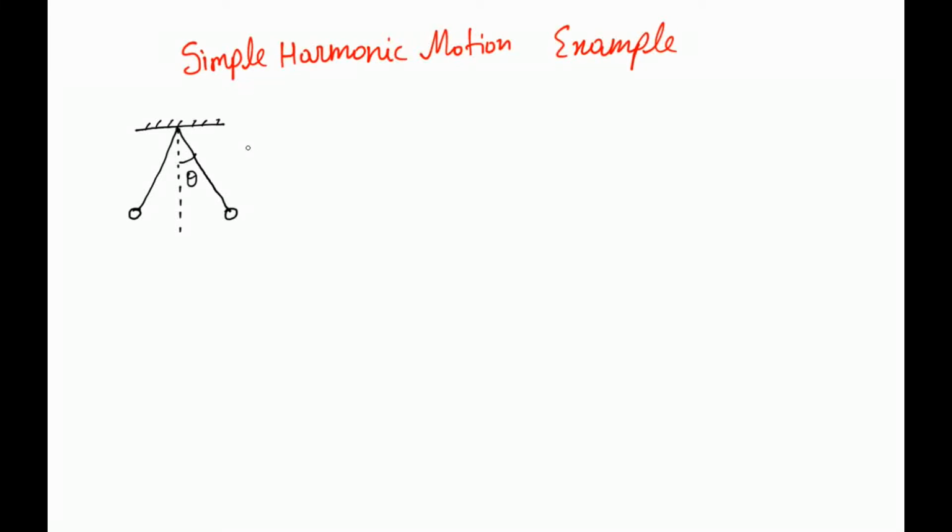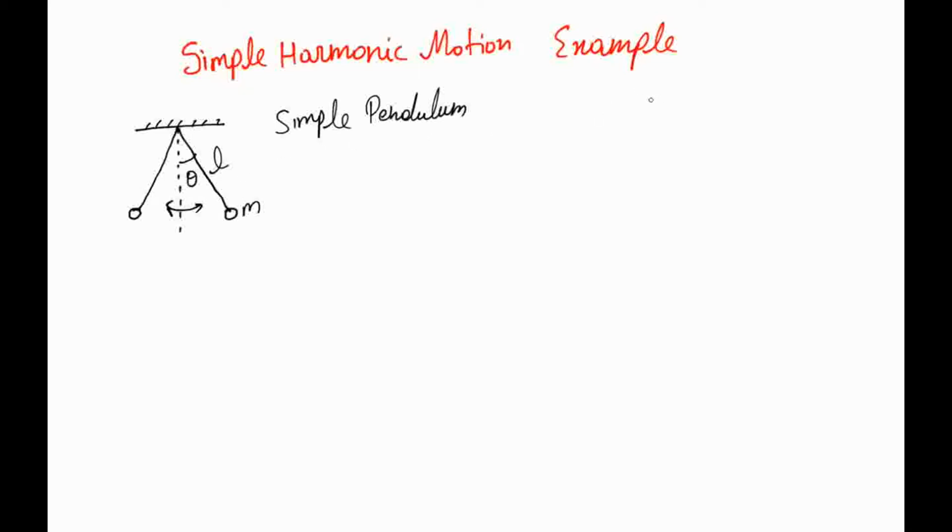Okay, now it's time to discuss an example on simple harmonic motion. What we have here is a simple pendulum, and this simple pendulum has a mass m and a length L. A simple pendulum consists of a mass which is tied to a string, and this mass can oscillate in an angular way, which means it's the angle which is changing with time.